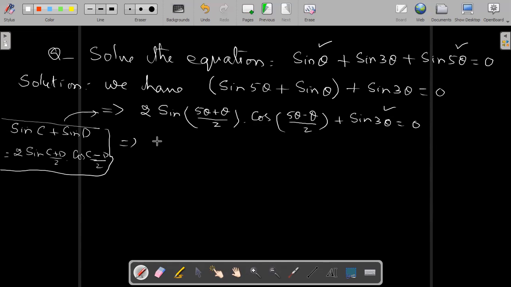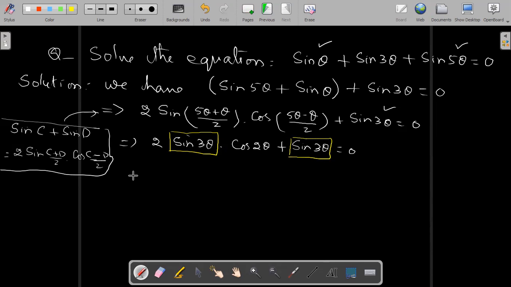That means in the next part you can take common. So 5 theta plus theta, 6 theta divided by 2, 3 theta. 5 theta minus theta, 4 theta divided by 2, 2 theta, plus sin 3 theta. So we have to decide which terms should be taken so that we can take them out common. Now you can see sin 3 theta is in the first term and also in the second term, so you can take it out common. So sin 3 theta is taken out.